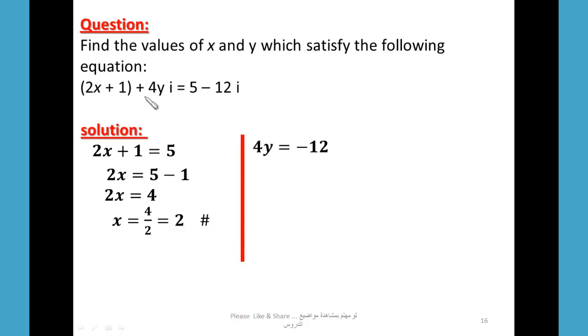And we have 4y equals negative 12. Negative 12. Don't forget the negative sign. So 4y equals negative 12. Then y equals negative 12 over 4, which equals negative 3.